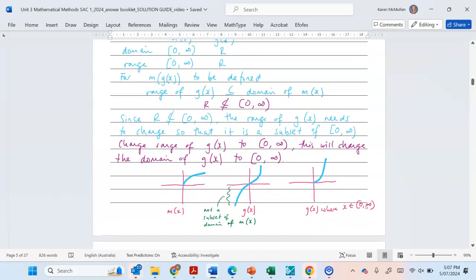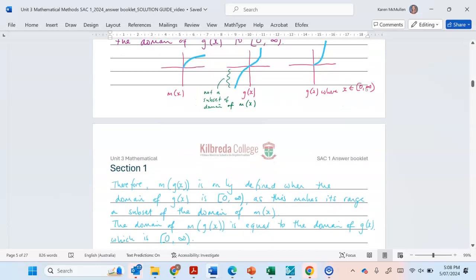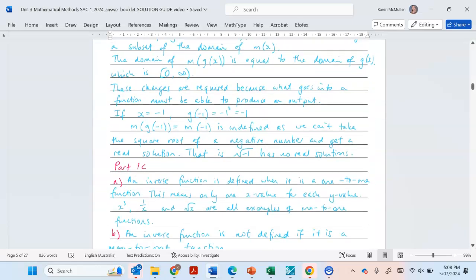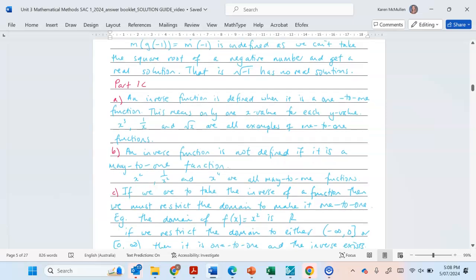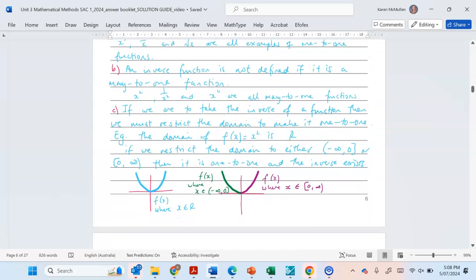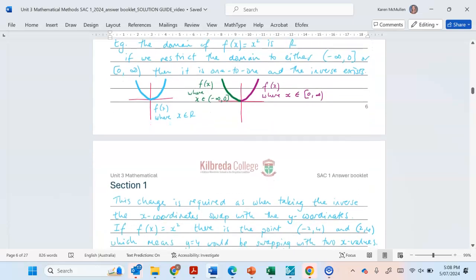I was really pleased to see students explain that, because composite functions is always on the exam. So having a good in-depth understanding of composite functions is extremely important. And then inverse functions, that was done quite well. Some of you gave an example of an inverse, which was great.